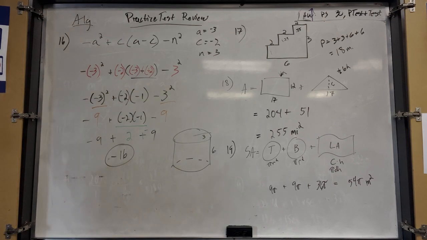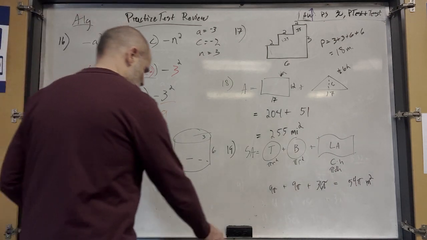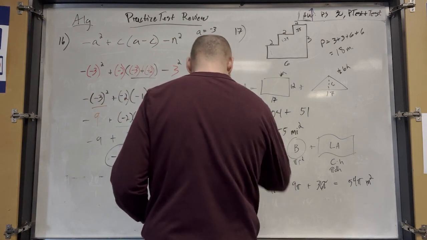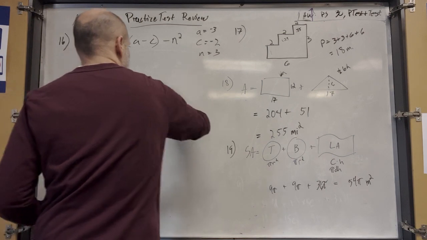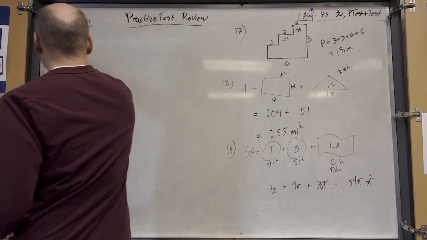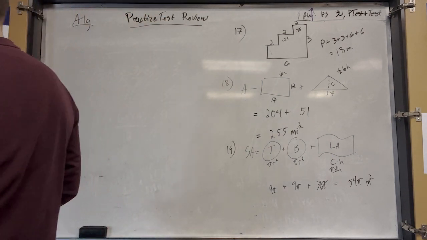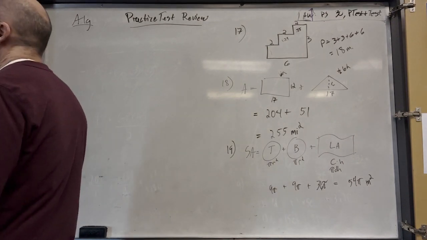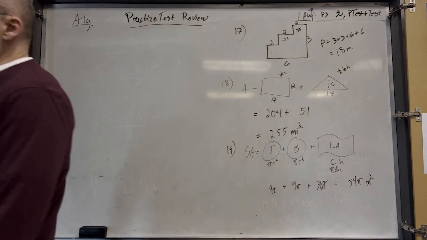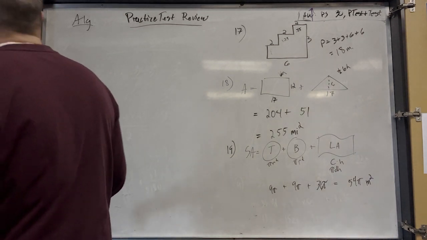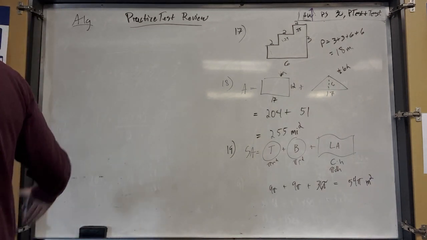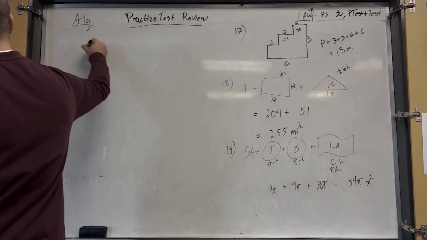All right. How do we do number 20? You could do it the hard way, or you could do it the easy way. So it's a prism, and we're asked to find the volume. I thought I was asking for the surface area.